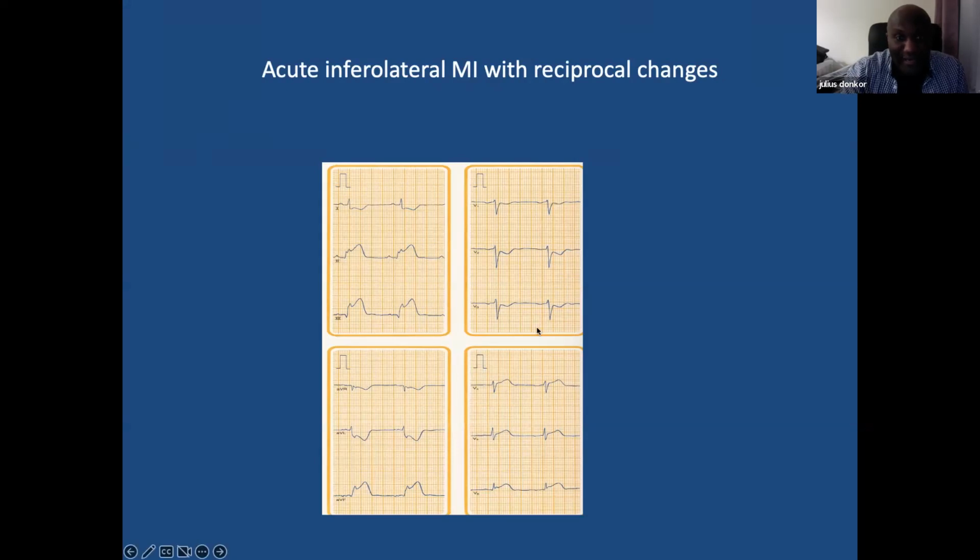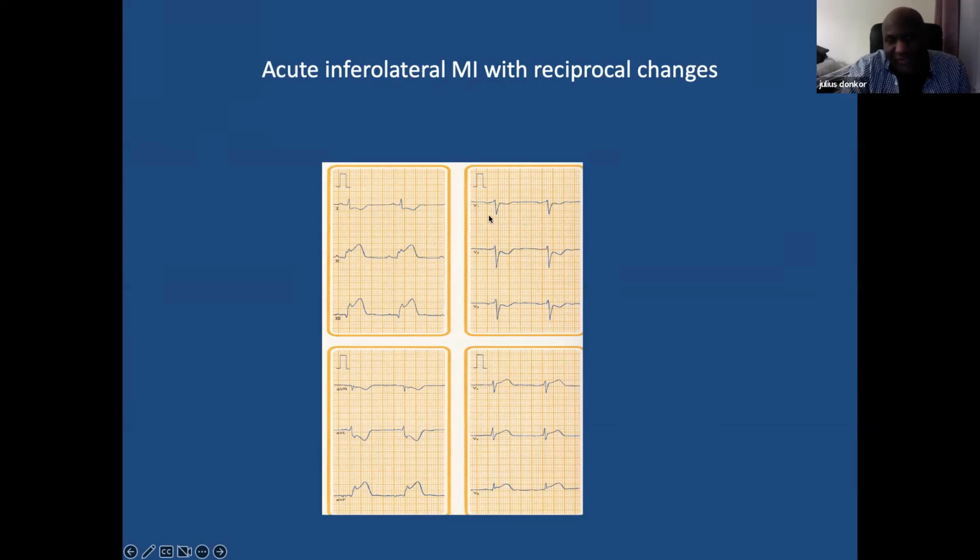So inferolateral, again, so you can see your ST elevation in your inferior leads, and then the reciprocal changes. Well, it's not an inferolateral MI, it's just an inferior. You could even argue this is the inferior posterior MI. Sorry, this is headed wrongly. So it's an inferior posterior MI.